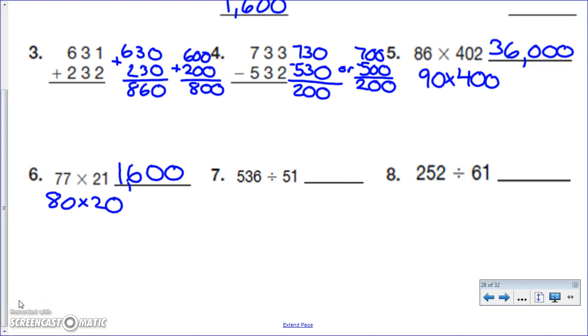For 7, we're moving on to division. So this is where we're going to use compatible numbers. So the first thing we're going to look at is the divisor, 51, and we're going to round that to 50.